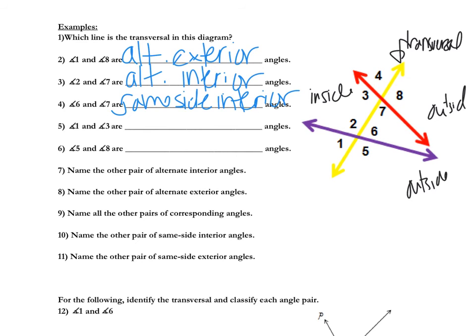Okay. 1 and 3, so here's 1, here's 3. Both are not on the outside or the inside, so that should be kind of your first indication that maybe this is a corresponding. So then check the location. So bottom left, bottom left. So these are corresponding angles. Okay. And then lastly, angles 5 and 8. So 5 and 8, they're on the outside, and they're on the same side of the transversal. So same side exterior.